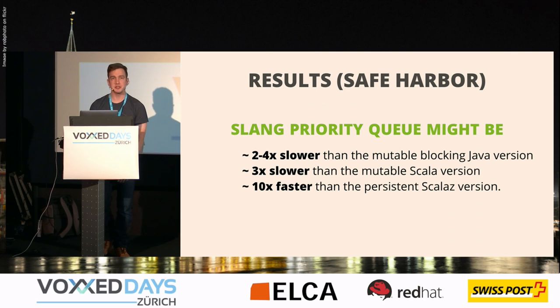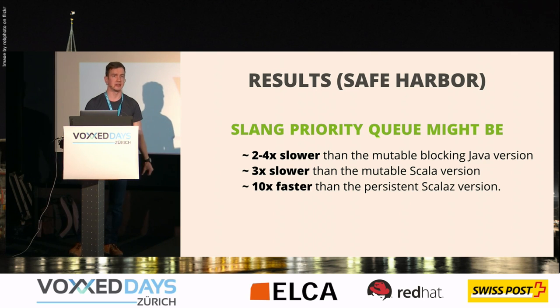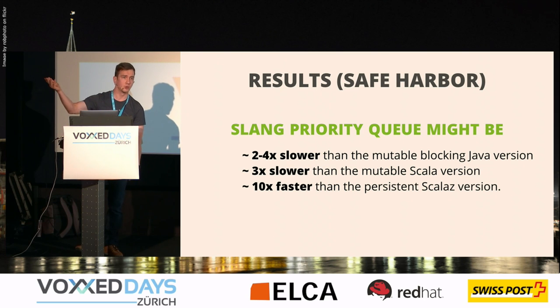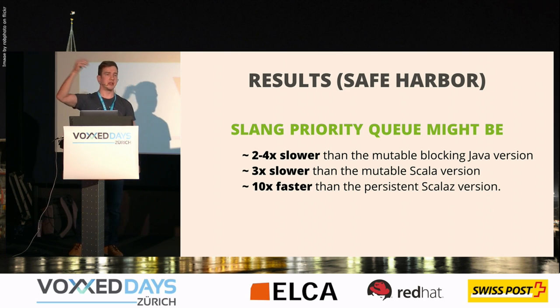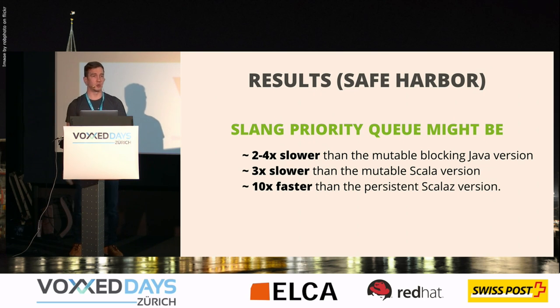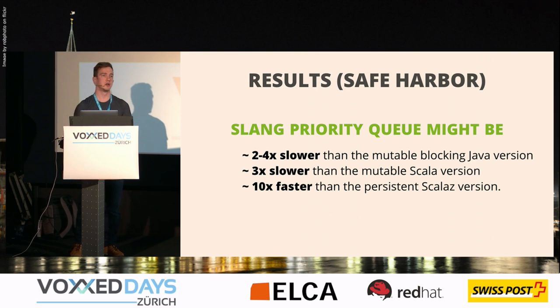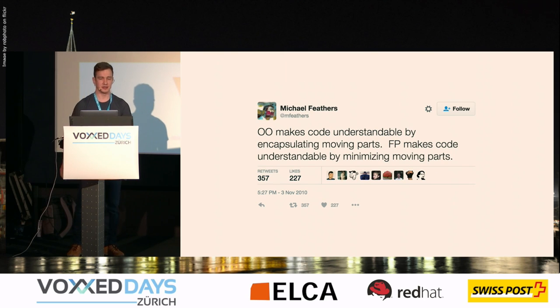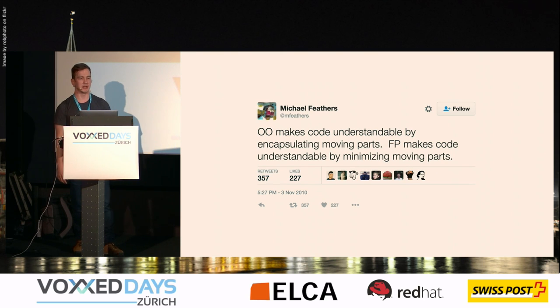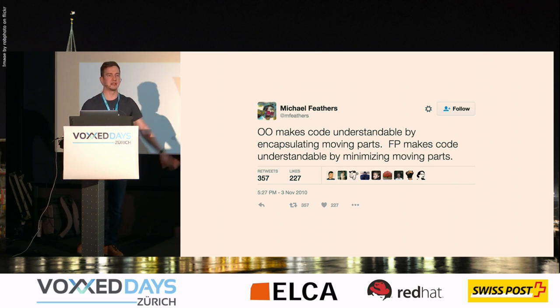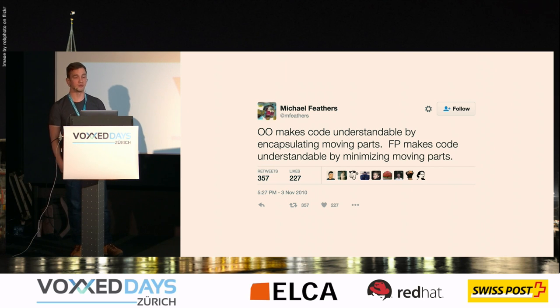What you can do next is experiment and look at the data, maybe use that in your code, and then run your own benchmarks in your own software to see if the performance penalty is better or worse for you. And you will also see if you would like to work with collections and data structures in a more functional way. As I said, object-oriented programming makes code easy by encapsulating the moving parts. With functional programming, you minimize that, and then your code is more reasonable.